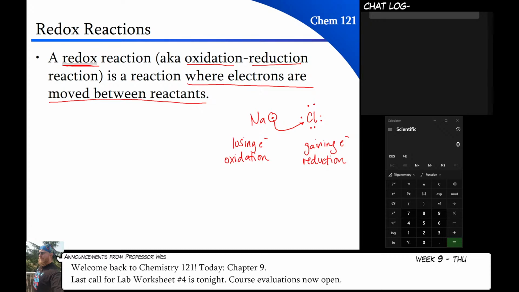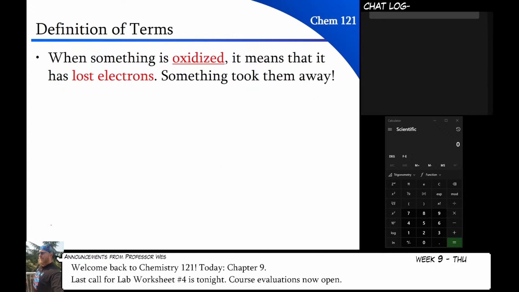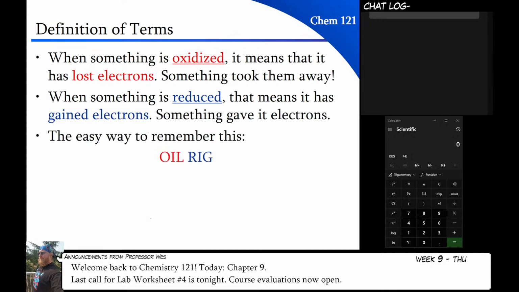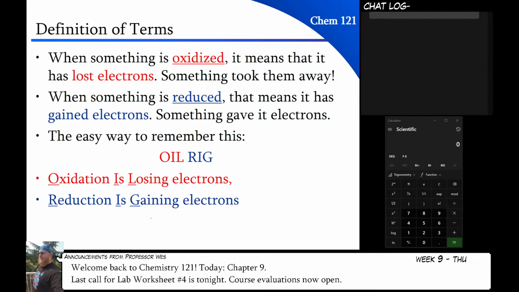Now, we do have a mnemonic to help remember this. The mnemonic I use is OIL RIG. What OIL RIG stands for is: if you are oxidized, you lose electrons. Oxidation Is Loss of electrons. If you're reduced, you gain electrons. Reduction Is Gain of electrons. OIL RIG.